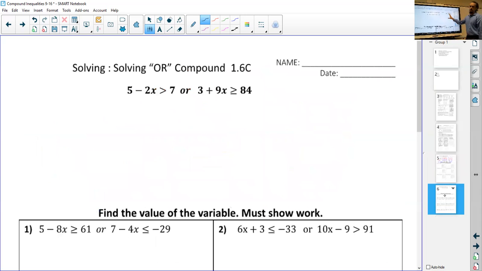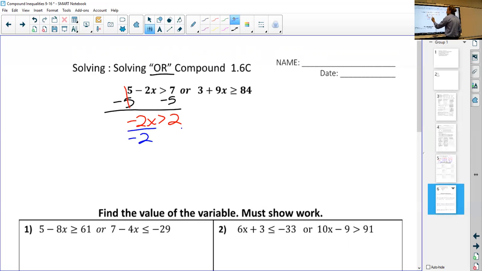The other side is a little bit more straightforward. The or statements. This one you have to solve two separate problems because that's what is given to you. So all we do is we solve like we did on the very first day. If we want to get X by itself, we do -5 to both sides. This cancels, -2x greater than 7 minus 5 is 2. Then we want to get X by itself, so we divide by -2.